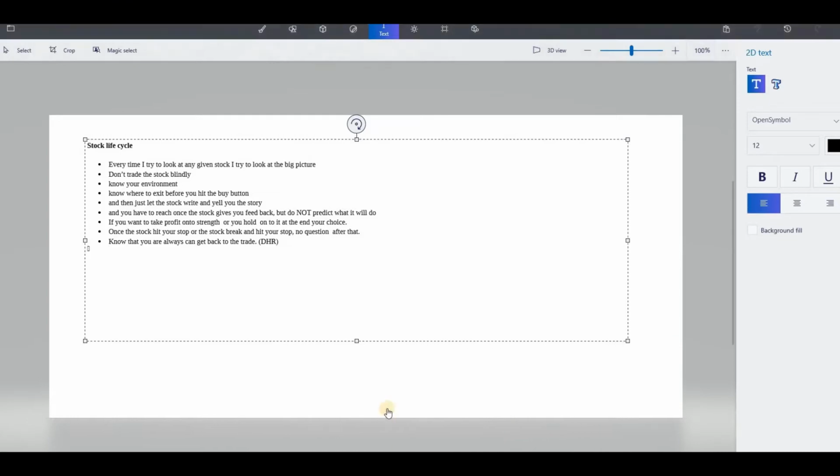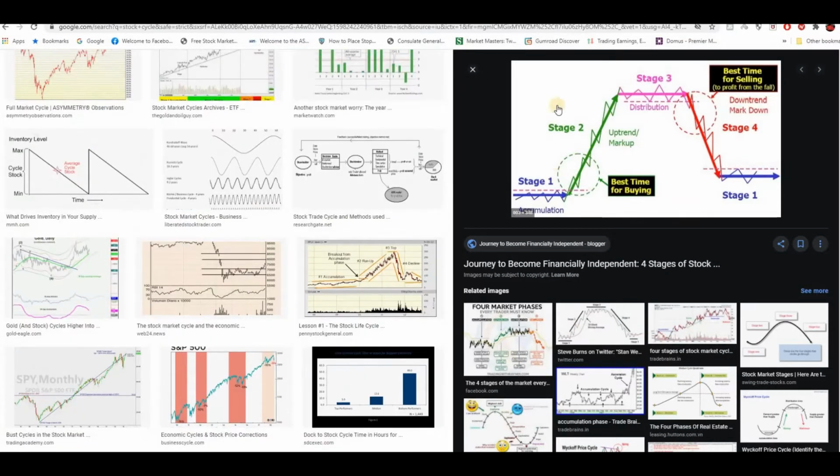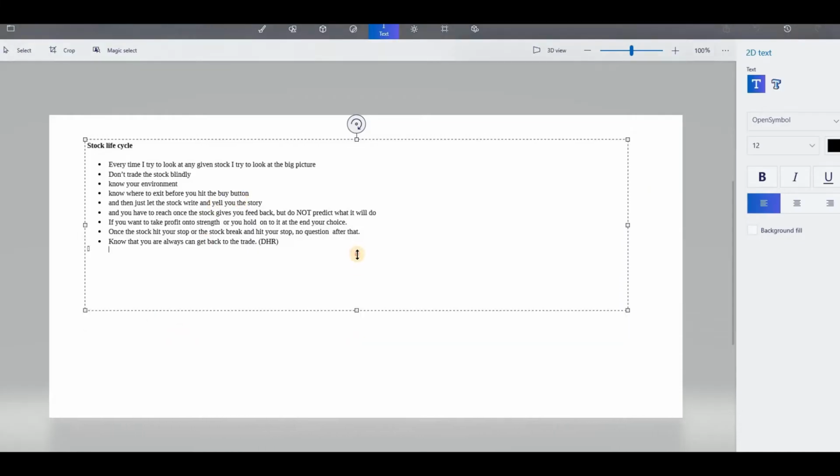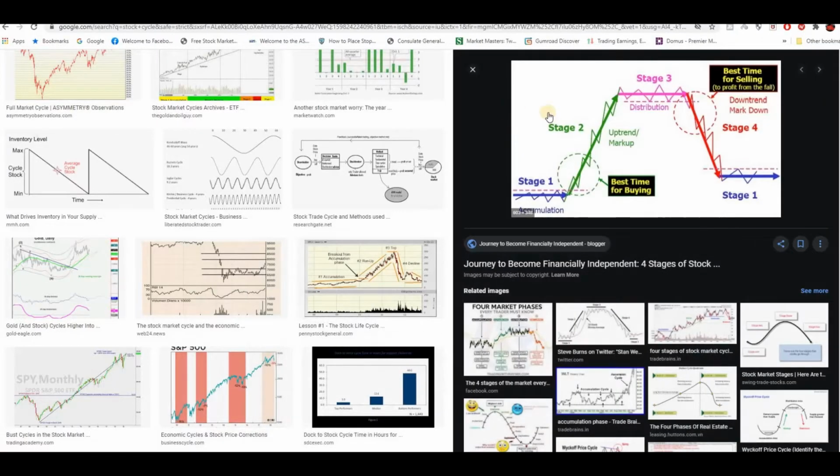If you do a little Google search in here, right to my right side, you will see that 99% of the time, 100% of the time, the stock is going to have a life cycle. Some of them will just be trading sideways, you know what I mean? Just like that. But the majority of them are going to have a life cycle which has four phases.